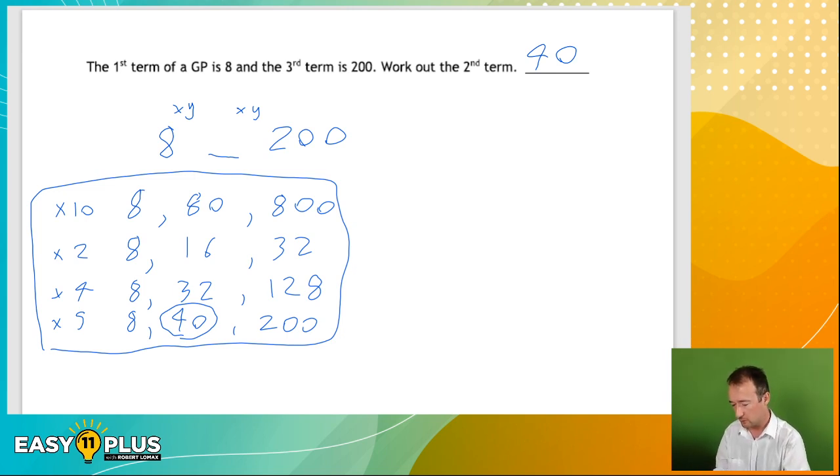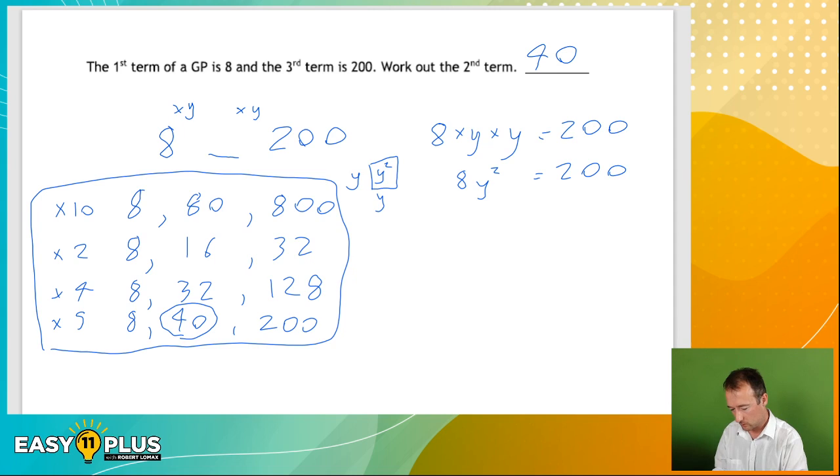So we've got 8 times y times y equals 200. Now, remember the square that I drew earlier on. Promise you that's a square. With y times y gives you y squared, just like 2 times 2 gives you 4. So 8 times y times y can be written as 8y squared equals 200. Now, what's 200 divided by 8? Just to save time, I'm just going to tell you it's 25.